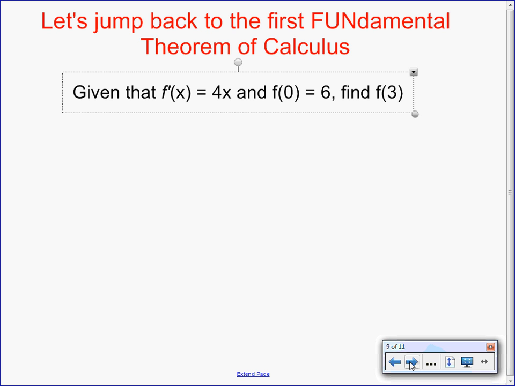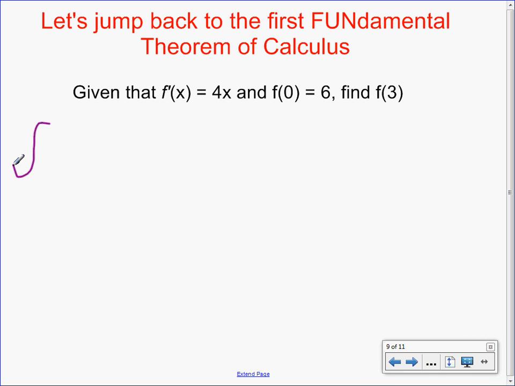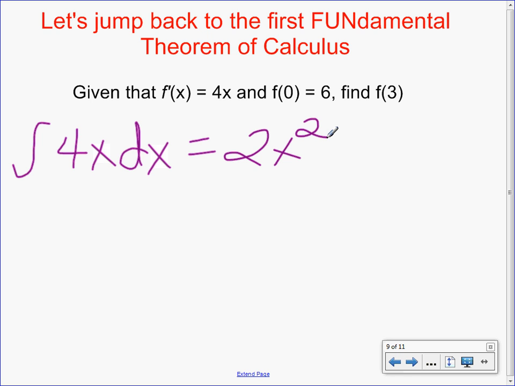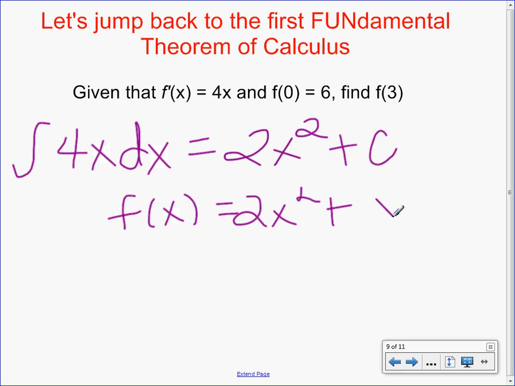If I have the derivative, how do I get the function? We integrate. When we integrate 4x dx, what do we get? We get 2x squared plus c. So we just took the integral of our derivative. That means f of x is 2x squared plus c. Well, how do I know what c is? Can we find c?